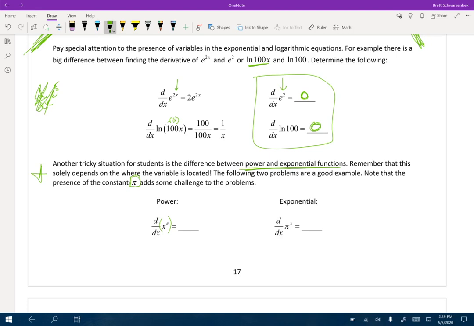So how do we find the derivative of a power? We bring pi to the front. We just have the same base, and then we subtract 1 from the exponent. So believe it or not, that's my derivative. All right, so that's pretty super simple.